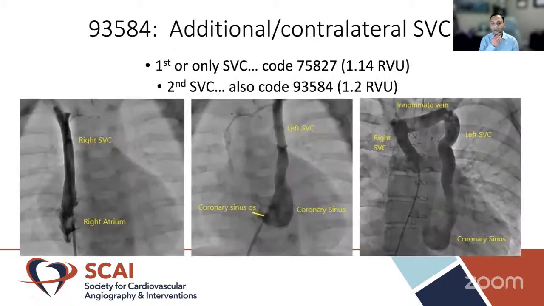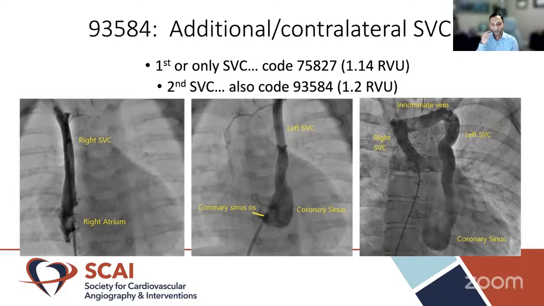But thanks to the work that was done in 2022 and 2023, since last year, we now have access to new codes, which includes 93584, which was specifically designed for an additional contralateral SVC. And so in this patient that I just showed, we would code the first or the only SVC as 75827. But for the second SVC, the left-sided SVC, we can now use 93584, which is 1.2 RVUs.